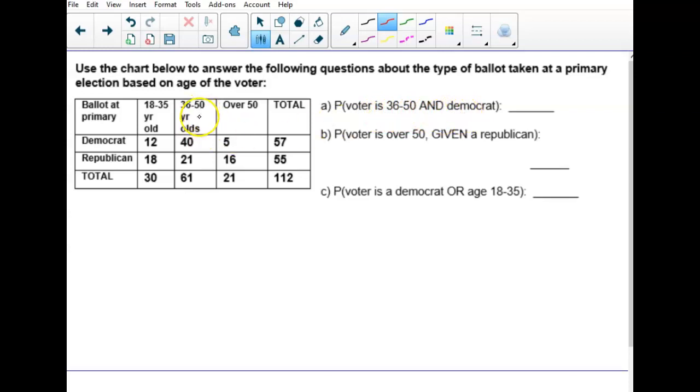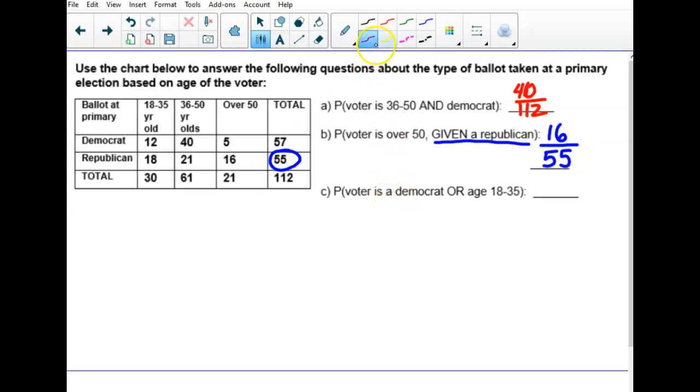So 36 to 50 and a Democrat describes 40 of the 112 people. And that reduces, but I don't care. Okay, we did these yesterday. Given a Republican, voter is over 50, given a Republican. Given a Republican means you need to use 55 as your denominator. Over 50 was 16 out of the 55.